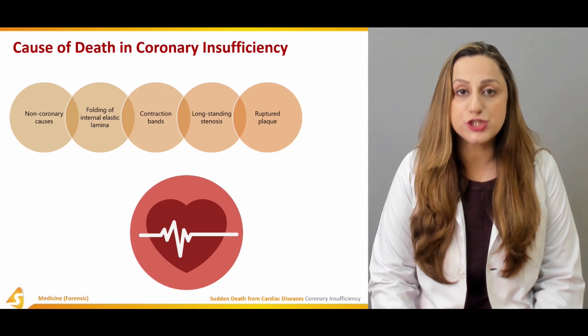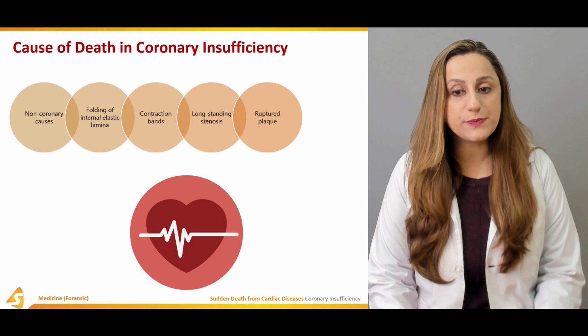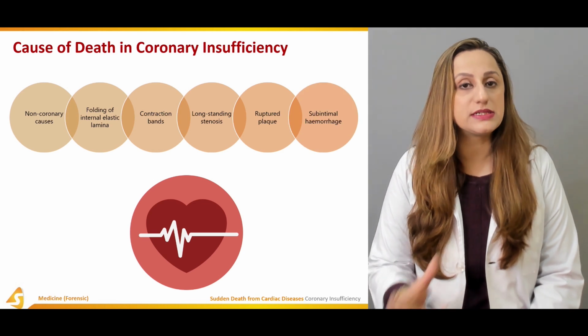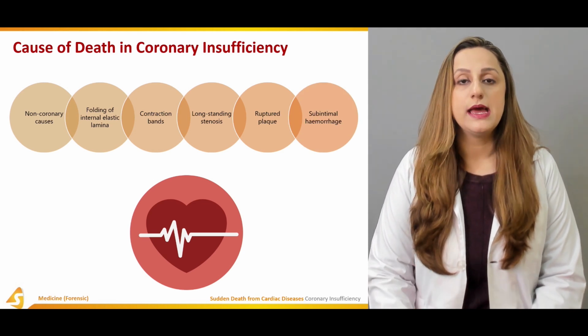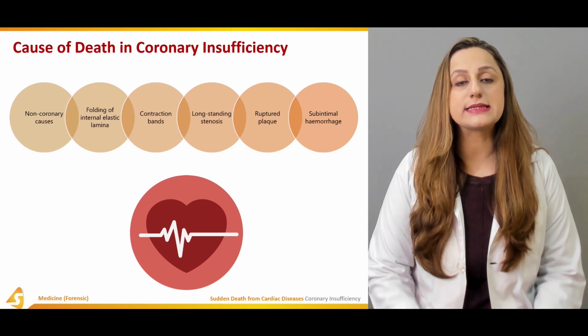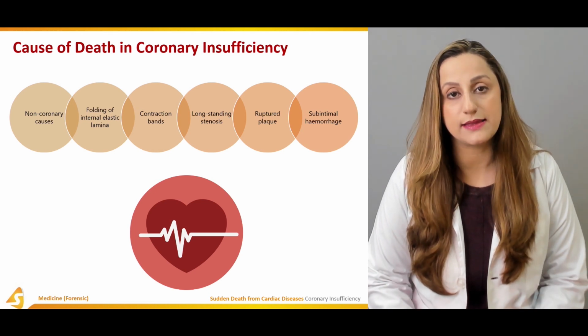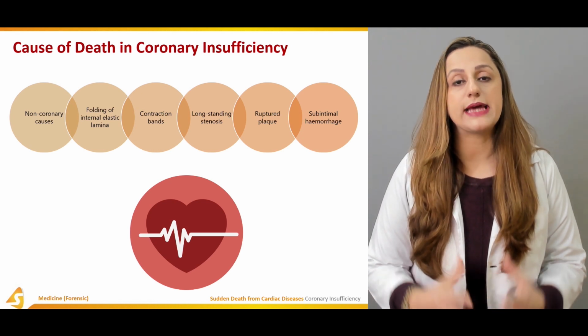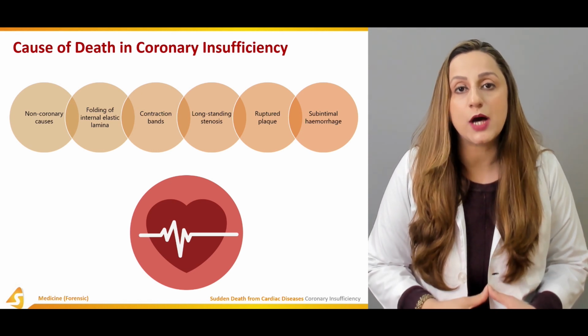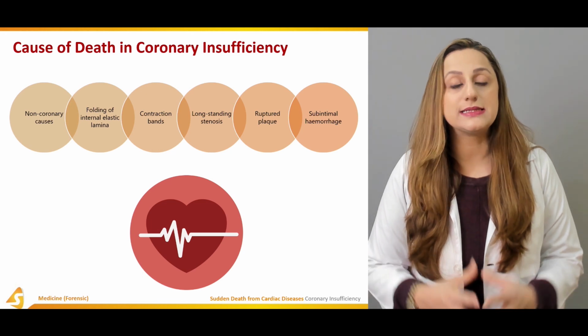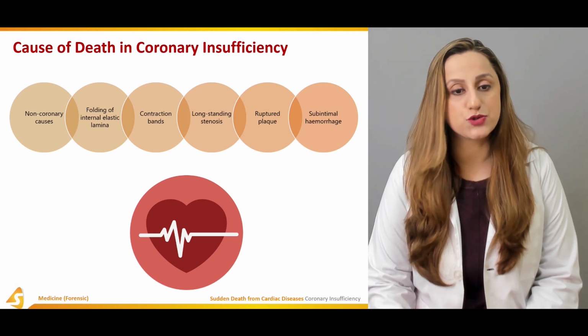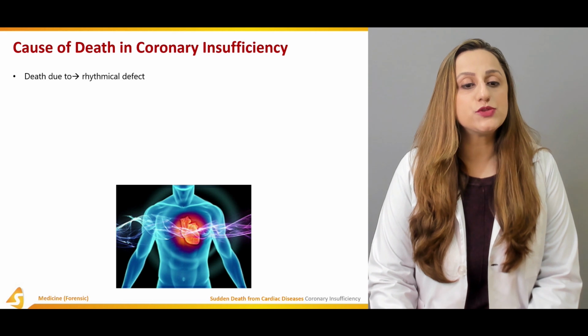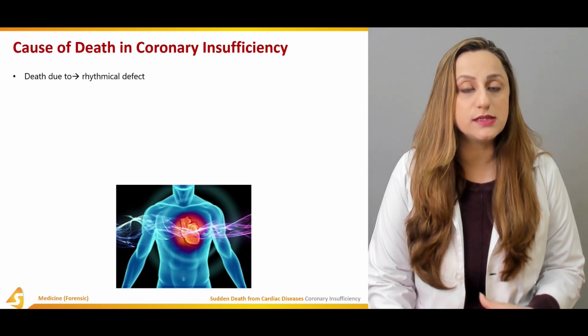Then we can have ruptured plaques or hemorrhagic plaques. Whatever the case is, the subintimal hemorrhages are even diagnosed at the histochemical level. So the slicing of the heart is again very important at autopsy. These slices have to be sent to the histopathologist, and he's going to comment on whether he has found these contraction bands, these hemorrhages, or these ruptures in the plaques or not. Then we are going to look at death due to the rhythmical defects.